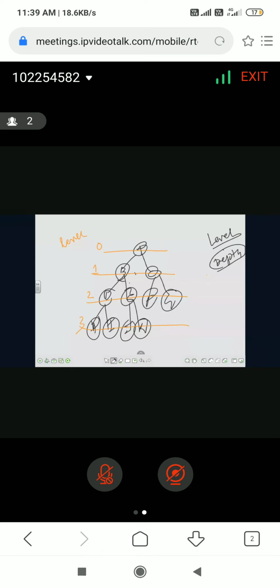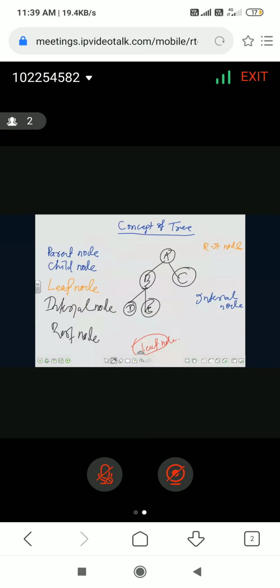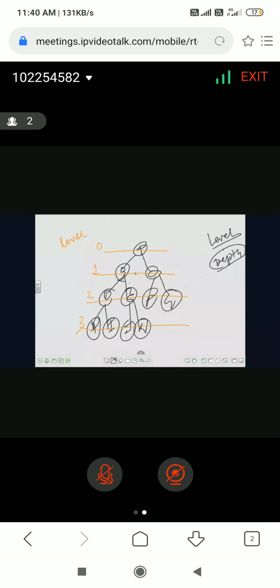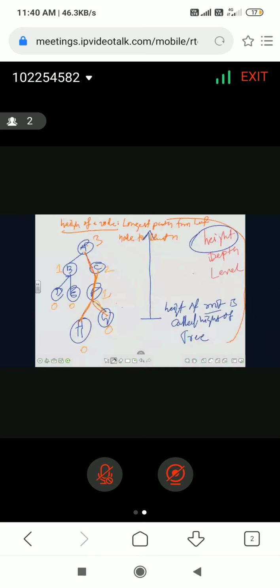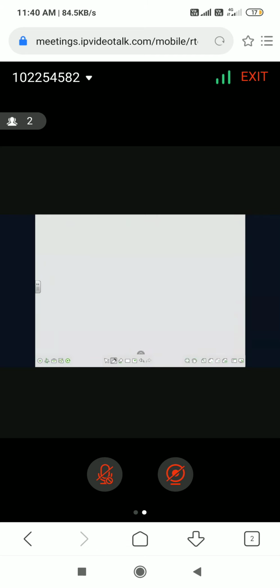Different concepts of node. So how to measure the height of the tree? How to measure the depth of the tree? Level. So different concepts of a tree, you got the idea?